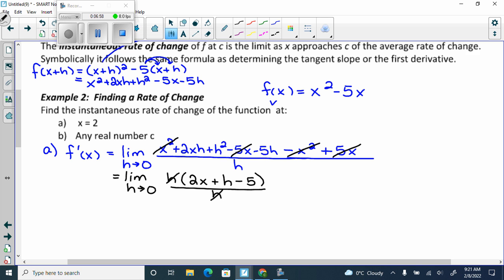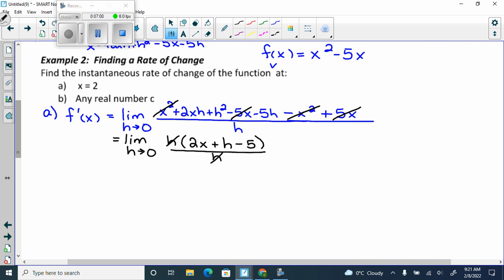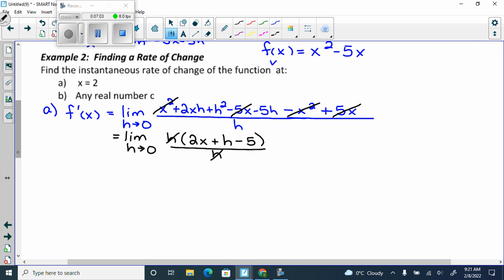And why can I fill a 0 in for my h? Because filling in a 0 for my h doesn't cause problems anymore. I got rid of the problem. So I'm going to have 2x plus 0 minus 5. And so I get 2x minus 5.